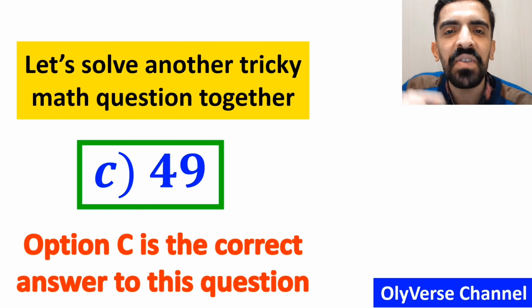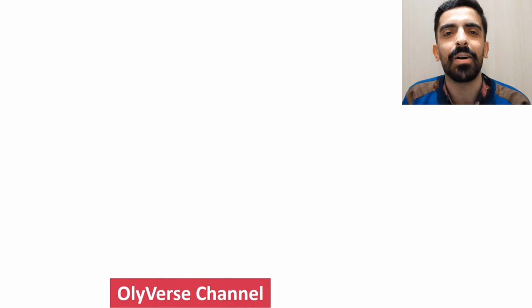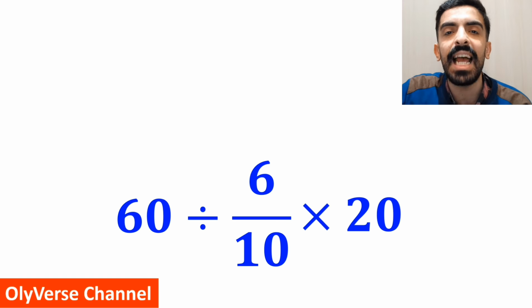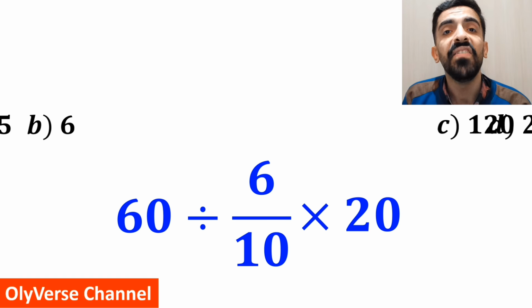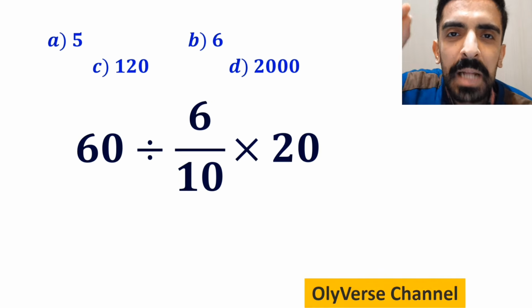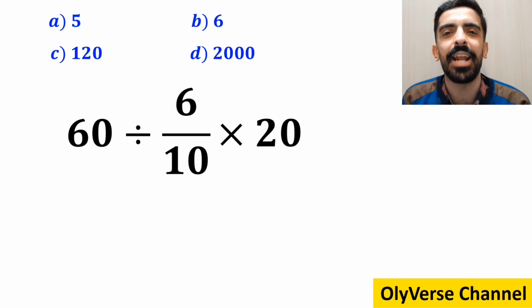Alright, now let's solve another tricky math question together. What is the value of the expression 60 divided by 6 over 10 multiplied by 20? Which option do you think is the correct answer to this question? Let's dive in and break it down step by step together.